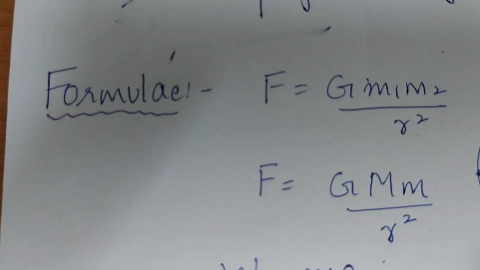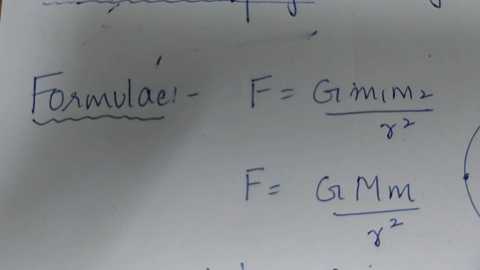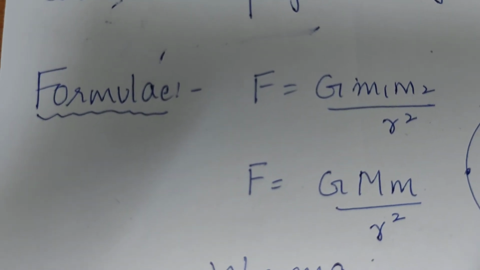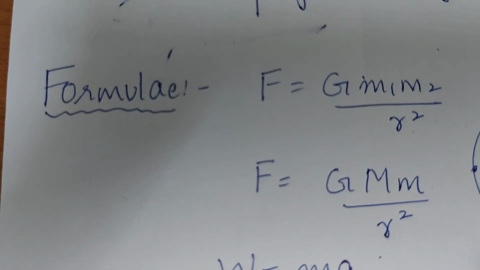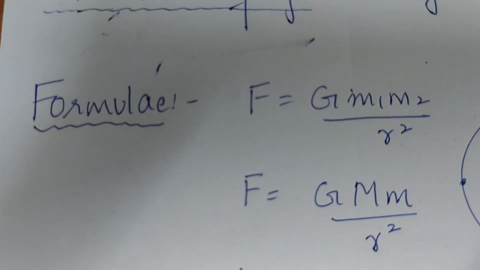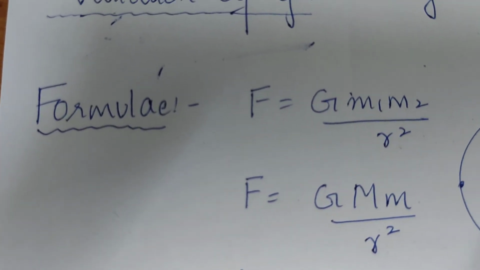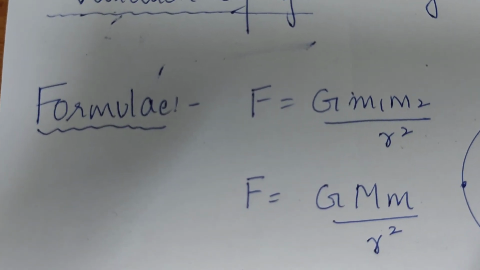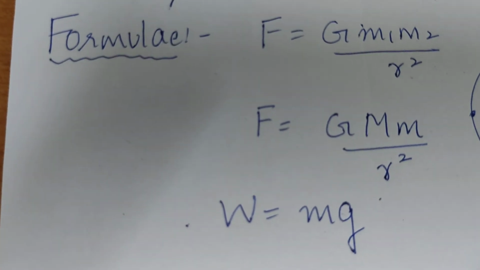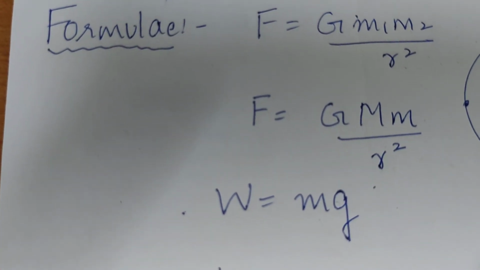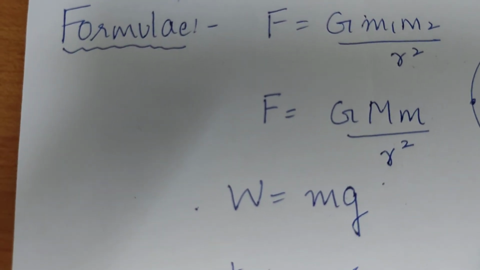And remember, r is the distance between the center of the Earth or center of the planet and the center of the other body. Or in the above case, r is the distance between the two bodies having masses m1 and m2, or we can say it is the distance between the centers of two bodies. Now, weight is the force of gravity, so weight is equal to mg.